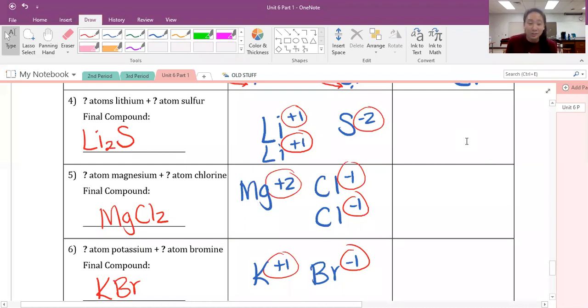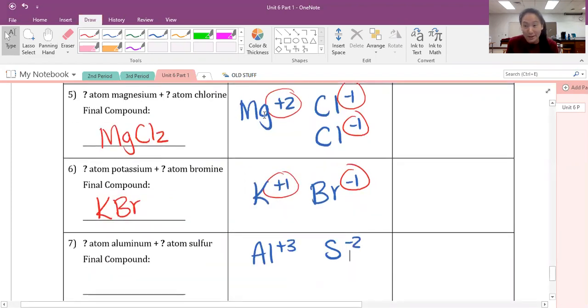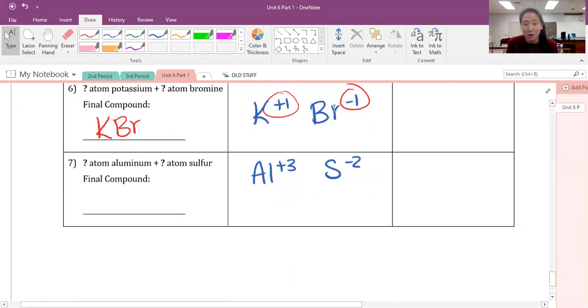All right, so let's check your answers. So here you needed 2 lithiums for every 1 sodium for them to cancel out. The next one, you needed 1 magnesium for every 2 chlorines for it to cancel out the charges. So it looks like this compound right here. Here it's already 1 and 1, simple enough. But remember, we don't write ones in our compounds, so it's just KBr.